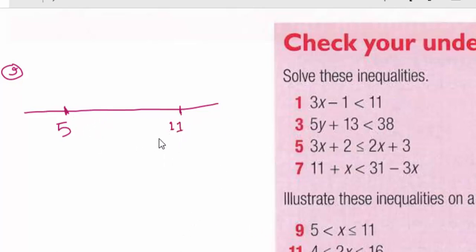The 11 has an equal sign with it, so it means it's closed on 11, and the 5 has no equal sign, so it's open on the 5. These numbers are all greater than 5 and less than 11. Join them with a straight line. Done. This is enough. If you want a more accurate illustration, it's fine. You can mark 5, 6, 7, 8, 9, 10, 11, and then draw this.